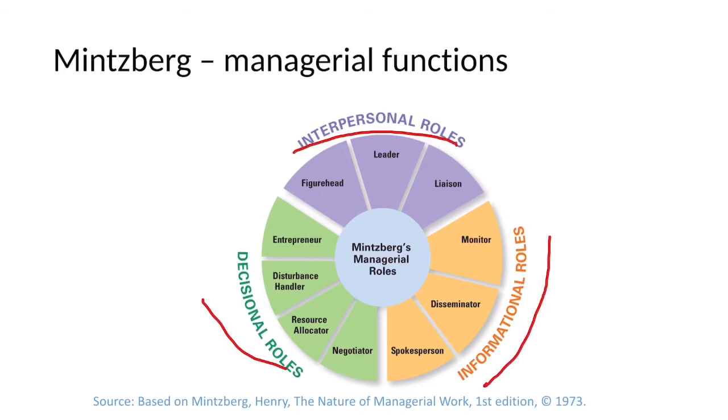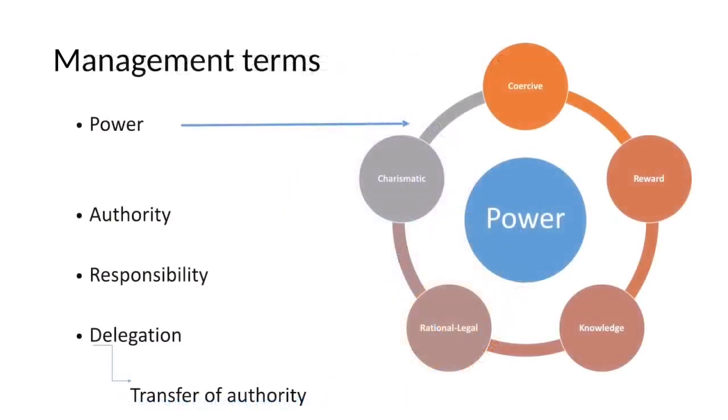It can be seen here that interpersonal roles consist of figurehead, leader, and liaison between different departments of the organization, whereas informational roles are about monitor, disseminator, and spokesperson. Decision roles can be categorized further into entrepreneur, disturbance handler, resource allocator, and negotiator. There are some important management terms that need to be understood at this point, for example power, authority, responsibility, and delegation.